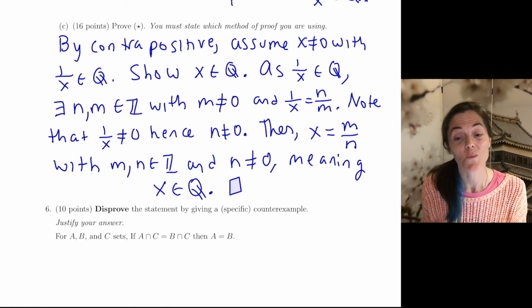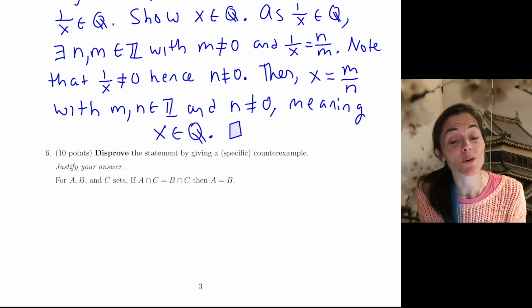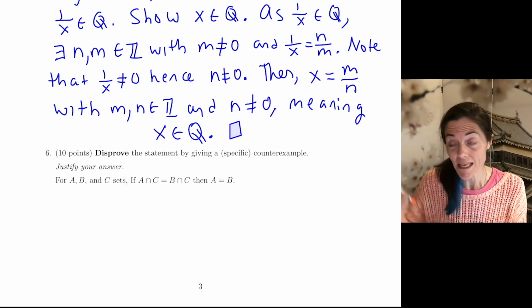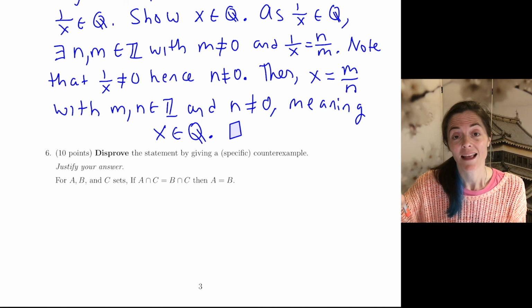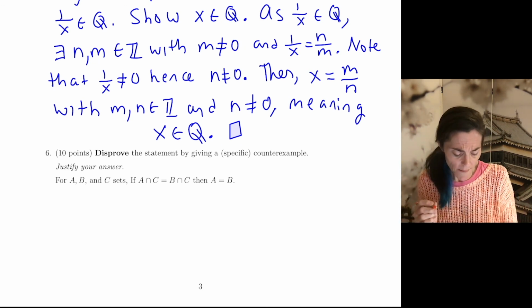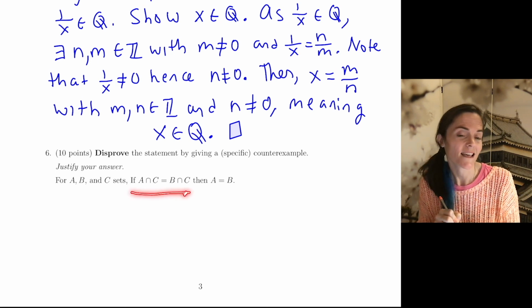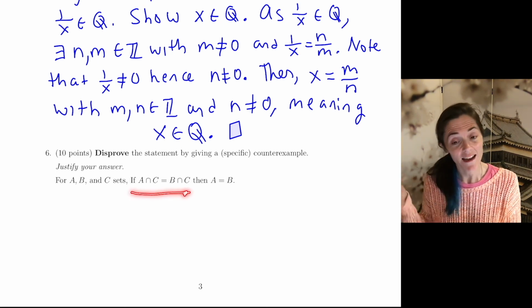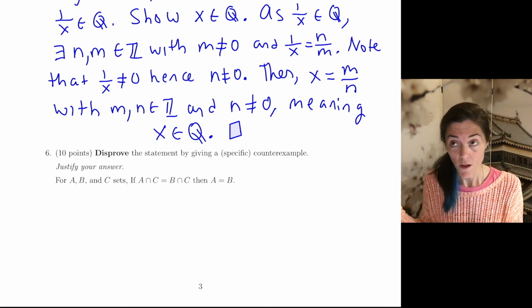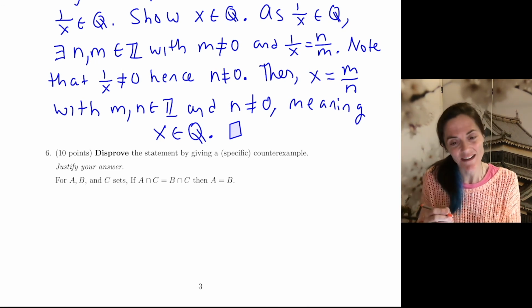Now, our very last one, number 6, is a counterexample. We want to disprove a statement. When we do this, we give a specific example and then justify. So this statement says for A, B, C sets, if A intersect C equals B intersect C, then A equals B. And it's false. This is what we will prove is false with a counterexample.